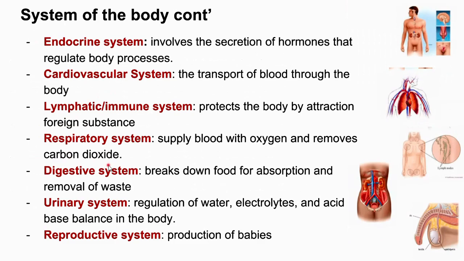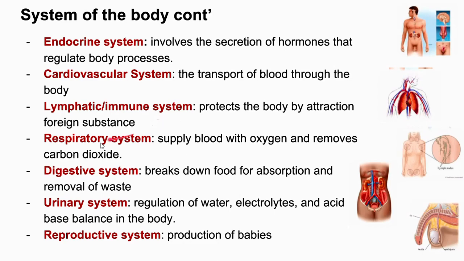Other body systems include the endocrine system, which involves the secretion of hormones that regulate the body. We have the cardiovascular system. When we're talking about the cardiovascular system, we're simply talking about the heart, and the transport of blood through the body by the heart. We have the lymphatic or immune system, and these systems are involved in the protection of the body by attacking foreign substances. They eliminate those foreign substances which have invaded the body.